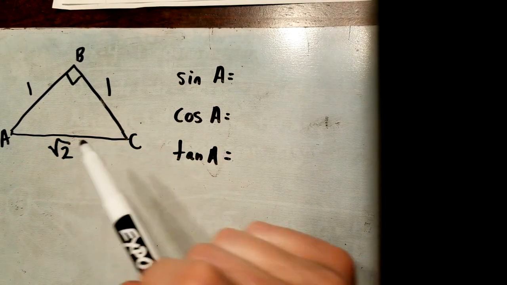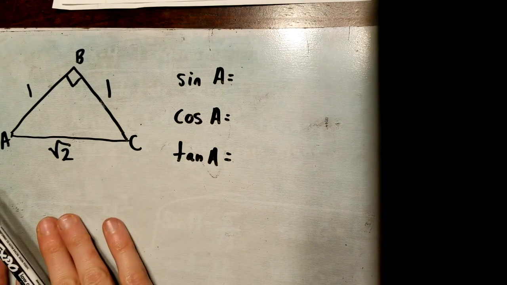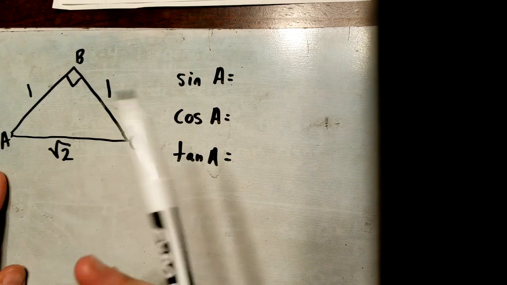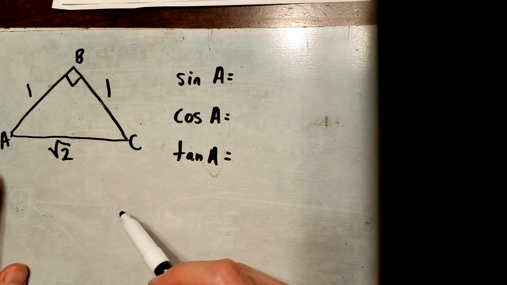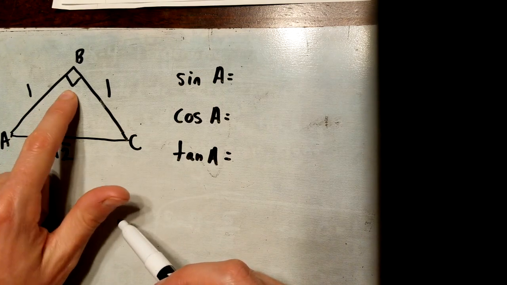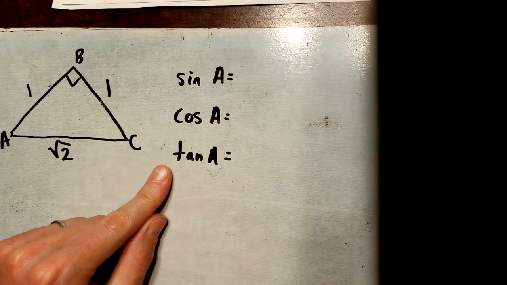Okay, so for geometry, we focus just on right triangles and applying the trig to the right triangles. You can use trig with non-right triangles, but it gets more complicated. So always going to be right triangles. So a little review: sine A, cosine of A, tangent of A.